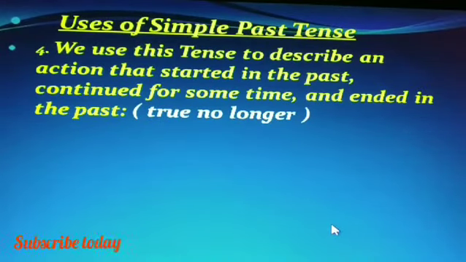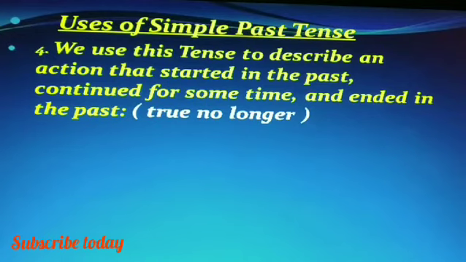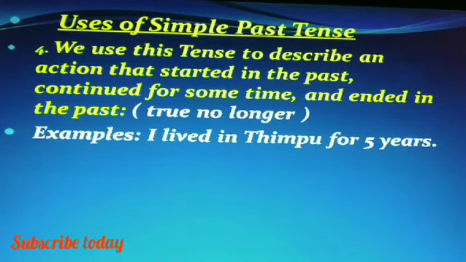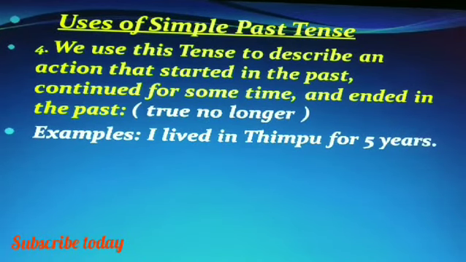Another point is that we use this tense to describe an action that started in the past, continued for some time, and ended in the past. But true no longer. It was true then, but now it is not true at all. Examples, I lived in Thimphu for 5 years in the past, not now. It was true during those days, but not true anymore. It is not true now. I lived in the past for 5 years. Then it was true. It changed all over.